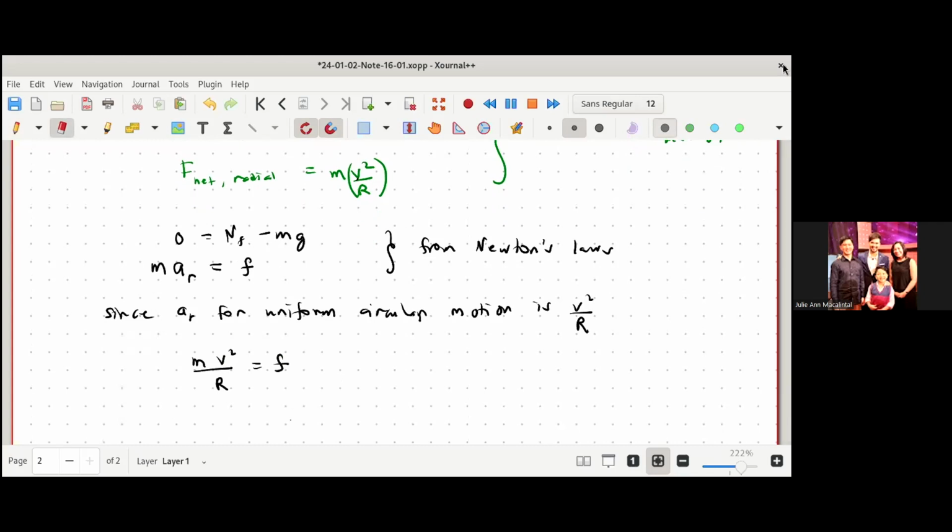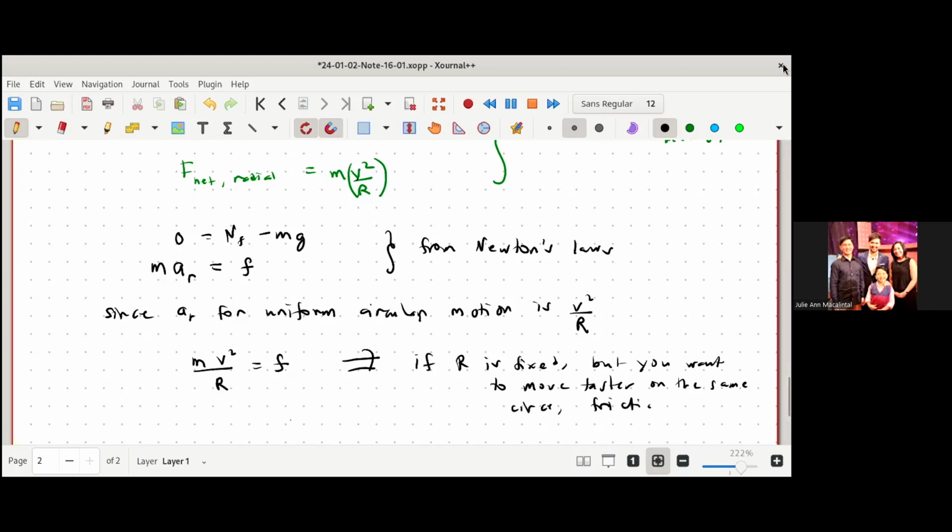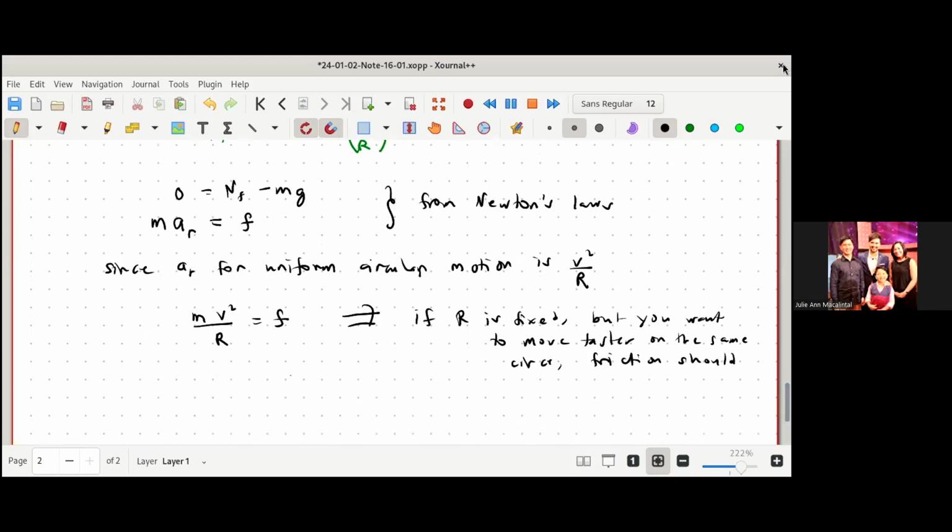Ngayon, ano yung mga consequences nito? If r is fixed but you want to move faster on the same circle, ano dapat mangyayari sa friction? Friction should increase or decrease? Faster. So, dapat it should increase. Okay, so it should increase.